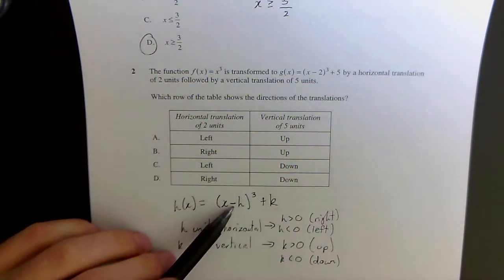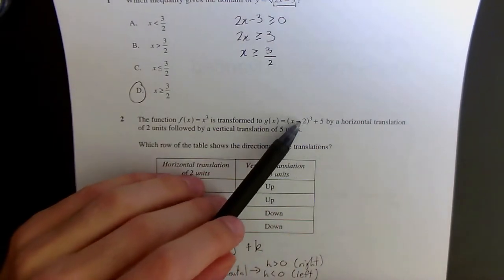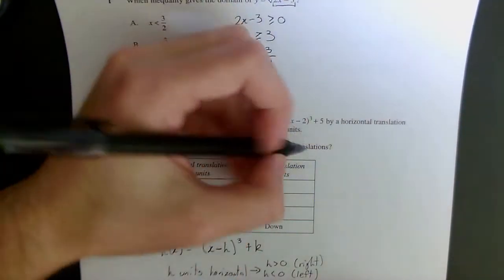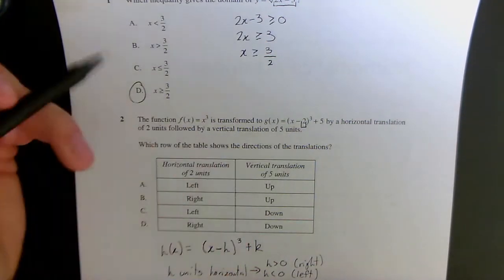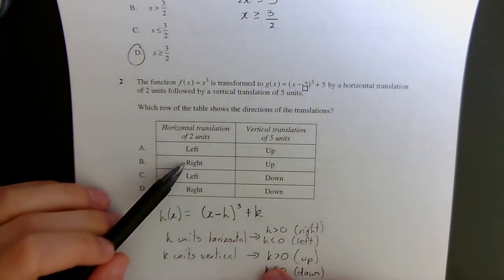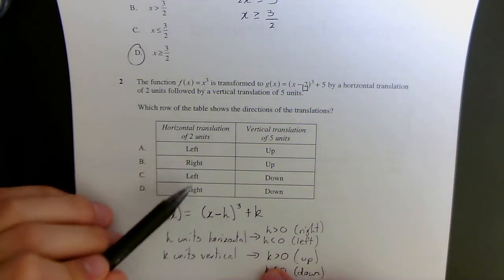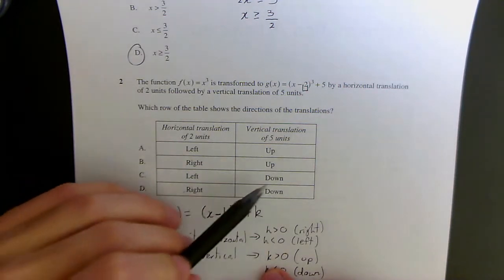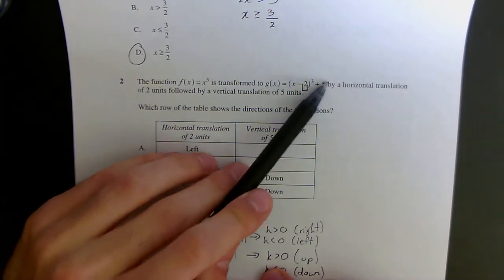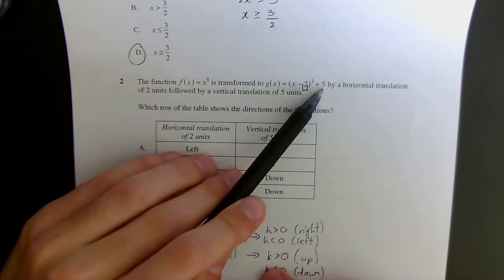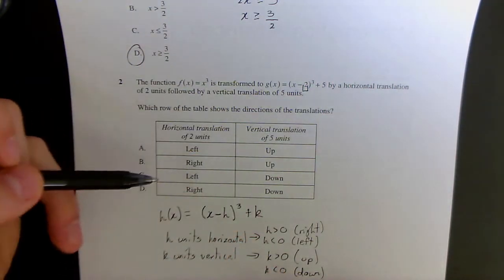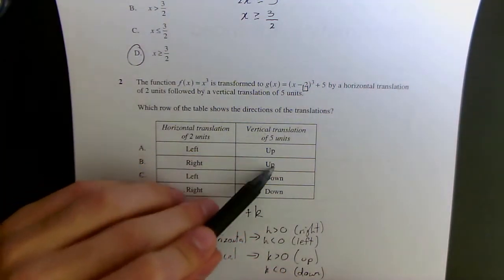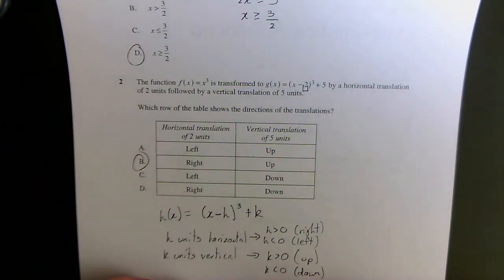Now we need to obtain our h with this negative. So what we've got here is x minus 2, and so our h is 2 units, and it's a positive 2 units. So that means it's going to be to the right. So now the answer is either B or D, because it's a horizontal translation to the right. And we add 5, so this is going to be our k. And so it's a positive 5, so a positive k, so that means it's going to go up. So to the right by 2 units and up by 5 units, so our answer is going to be B.